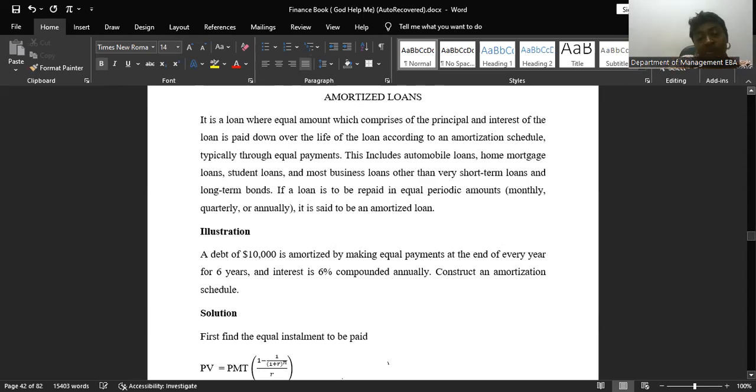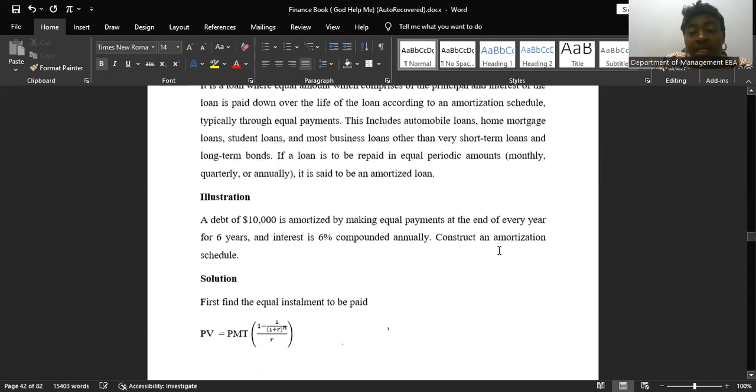So we have an example here that we want to talk about. Mostly automobile loan, home mortgage, student loan, even when you go for a business loan, if you went for a loan to buy a car, this is how it is calculated. Okay.